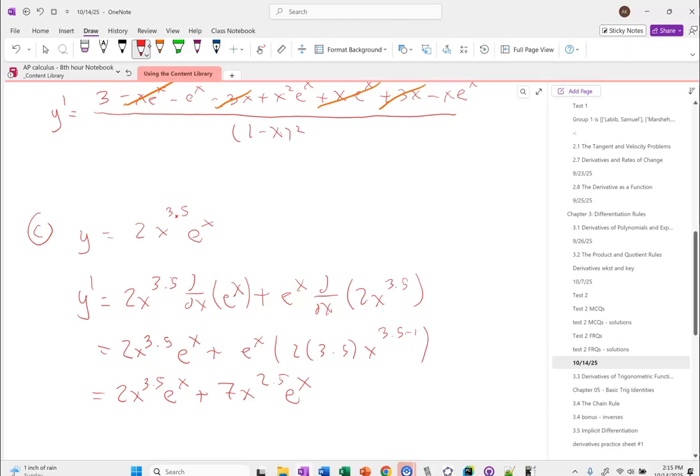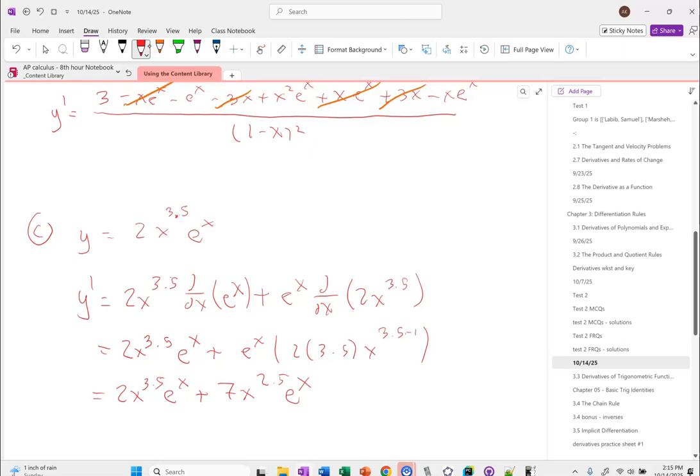Well, the e to the x is easy to deal with, right? Because the derivative of that is just the same thing. So the first term of the product rule just stays the same. And the second one is just the derivative of 2x to the 3.5, which is 7x to the 2.5, and then the e to the x stays the same. So I can do that in my head just because of how easy the e to the x is to deal with. But you guys can't right now. Eventually you'll get good enough to where that's something you can do in your head.